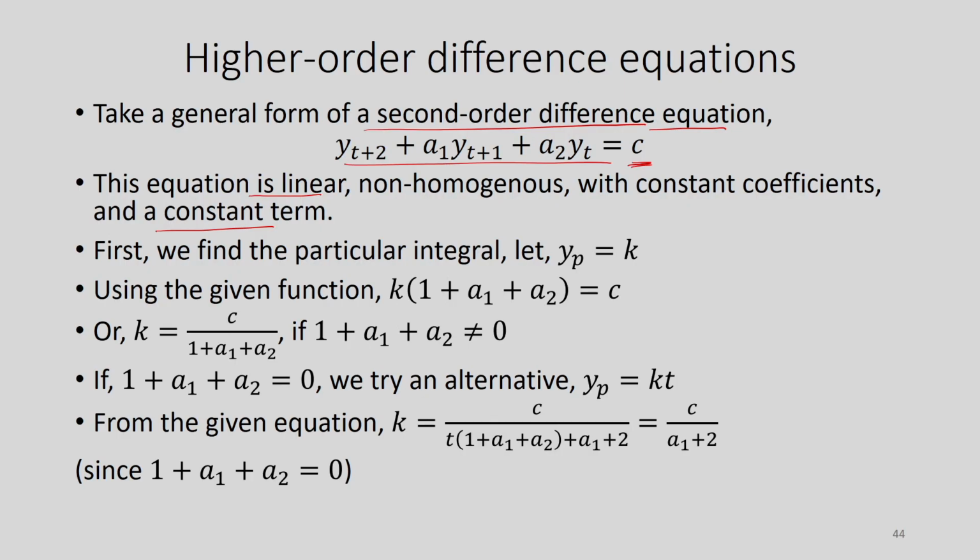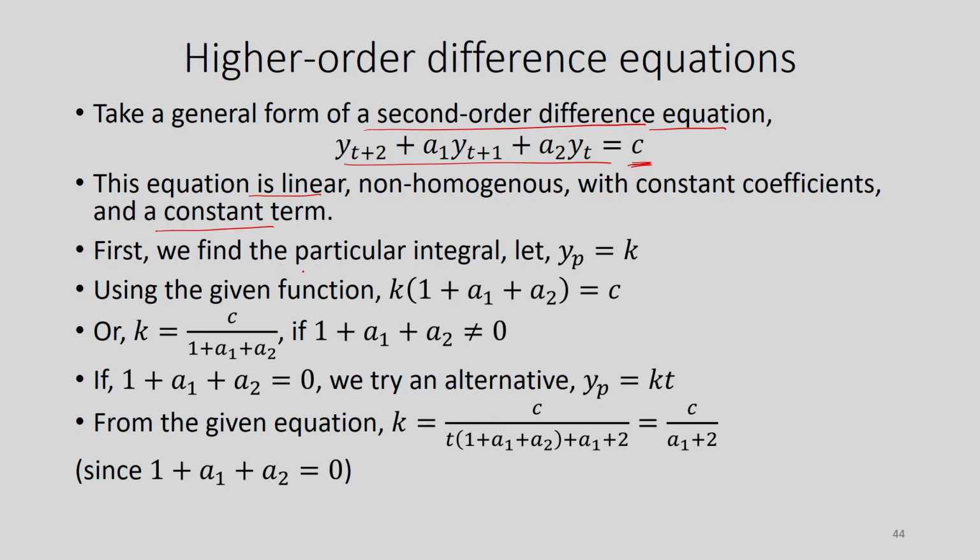Now, the general pattern remains the same: first we find out the particular integral and the complementary function, and given the initial conditions we find out the value of the arbitrary constants, and we write the general solution. So, that is the strategy of solving it.